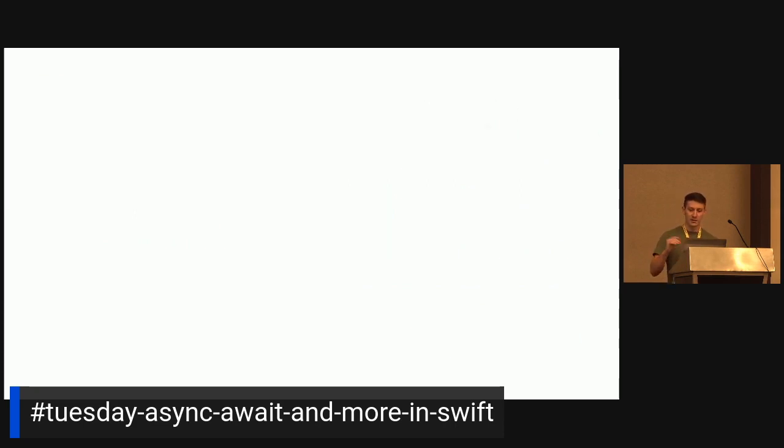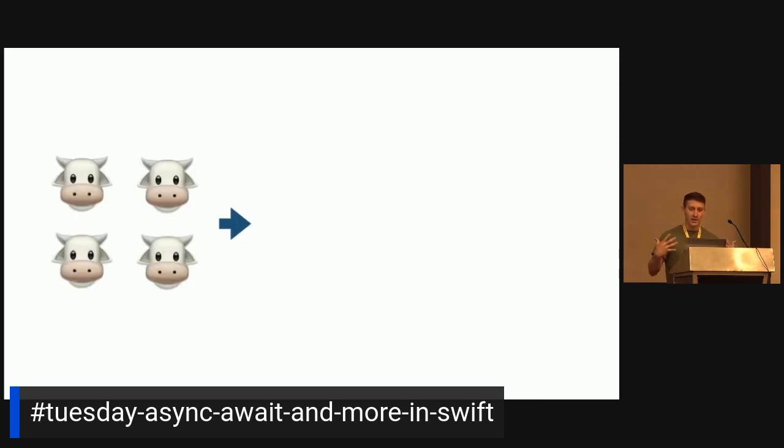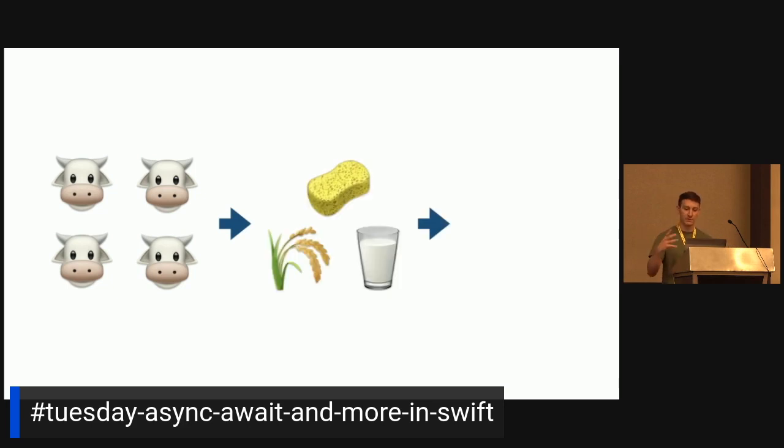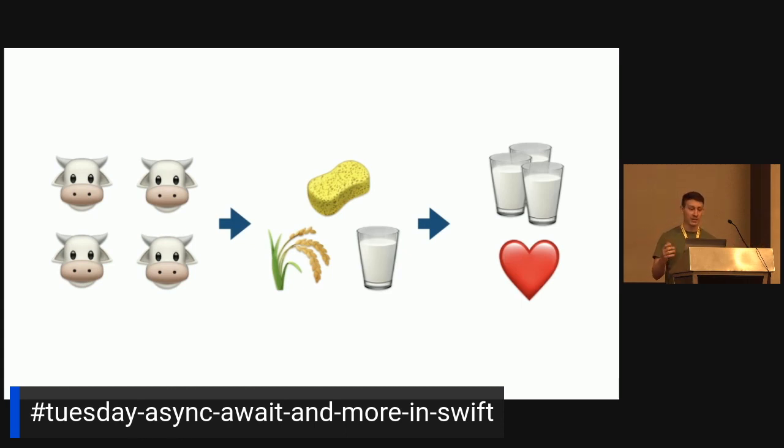So let's look at the example we're going to be modeling out today. We're going to take our collection of cows here, our herd, and each is going to get a bath, get some food, and we're going to collect some milk. And at the end, we're going to have a bunch of milk and really happy cows. And our goal when building this is to do so in a really performant way using these new concurrency features.